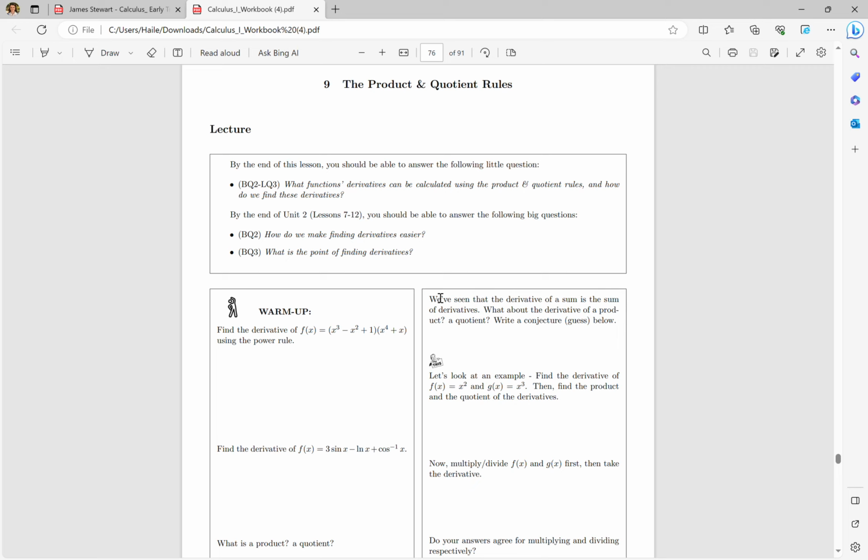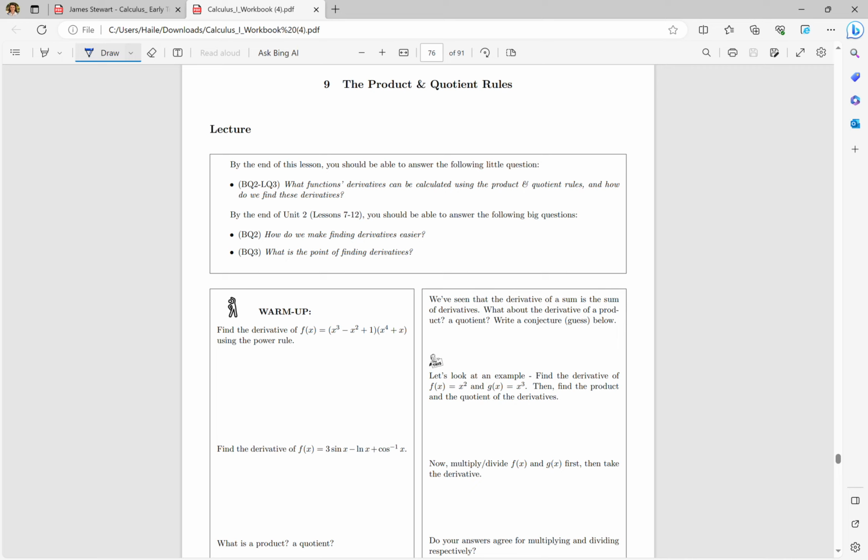In this video, we're going to talk about the product and quotient rules for evaluating derivatives. By the end of this lesson, you should be able to answer the following little question: What functions' derivatives can be calculated using the product and quotient rules, and how do we find these derivatives?